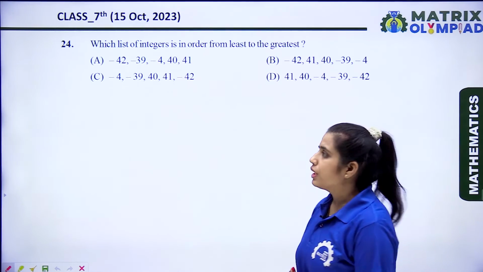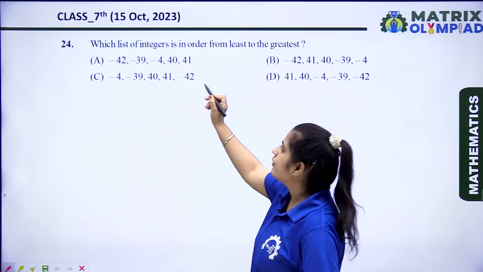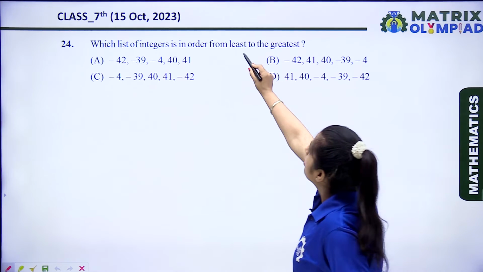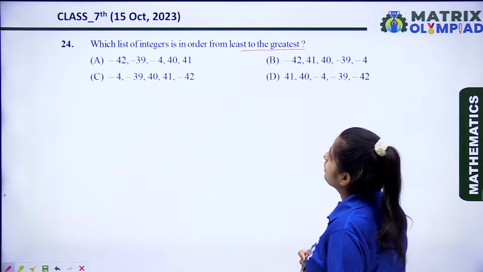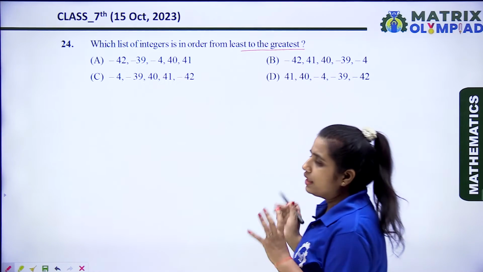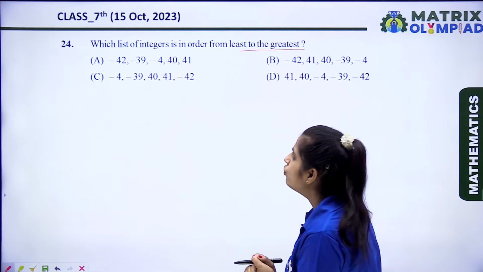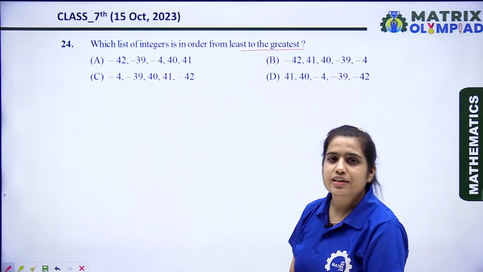Now let's start question number 24. Which list of integers is in order from least to the greatest? तो हमें ये बताना है कि जो इंटीजर्स हैं वो लीस्ट से ग्रेटेस्ट की तरफ मूव करते हुए यहाँ पर लिस्टेड होने चाहिए.